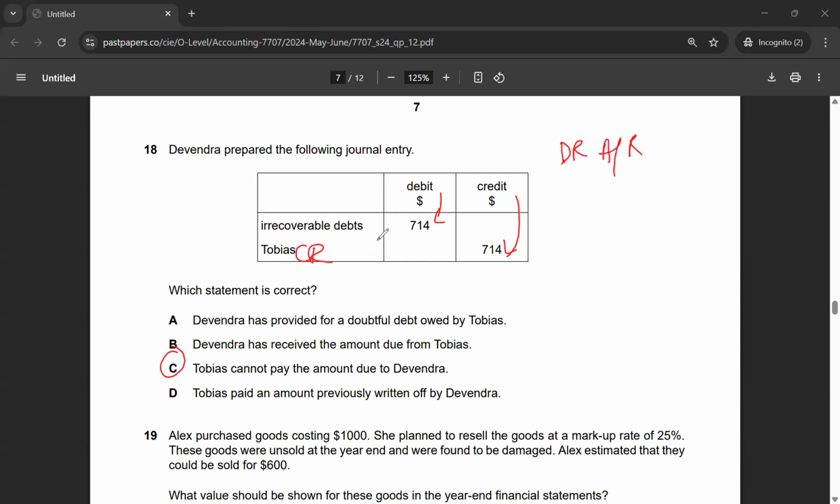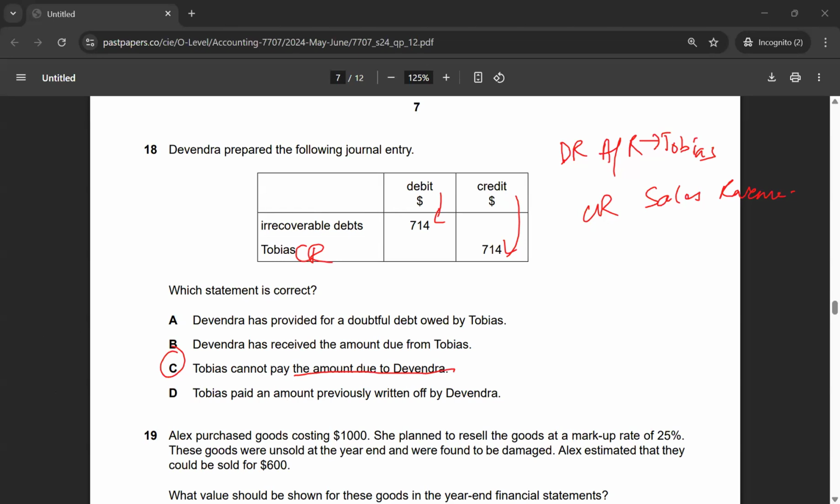So when Devendra would have sold the goods to Tobias, he would have debited Tobias and then credited sales revenue. That's what he would have recorded in the first place. But since Tobias cannot pay, he has recorded that in his books, and that's what this entry actually means. Tobias cannot pay the amount due to Devendra. So the correct answer for multiple choice 18 is option C.